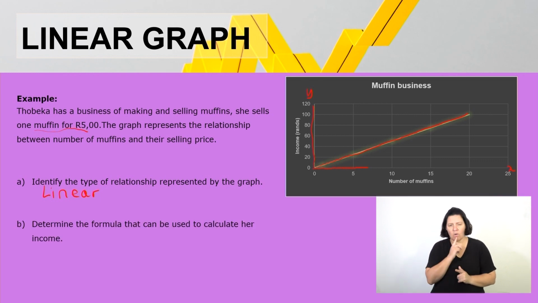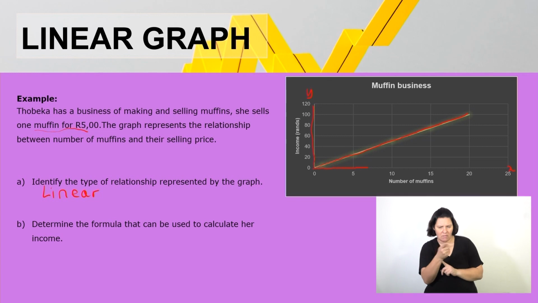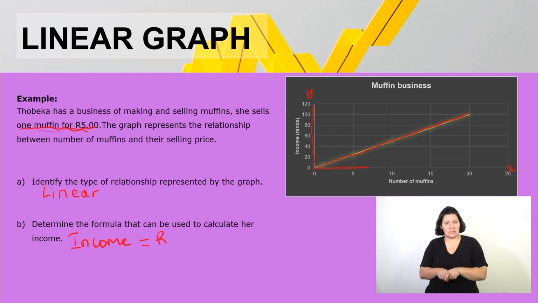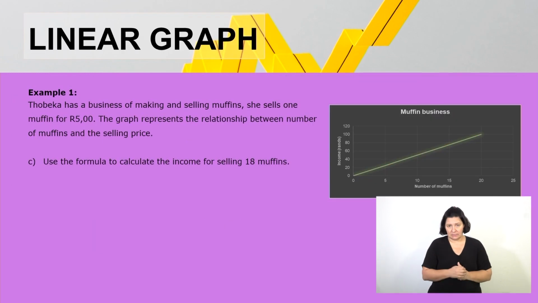Determine the formula that can be used to calculate the income. Remember from the given scenario, everyone, we were told that she is selling 1 muffin for 5 rand. So the formula will be income equals 5 rand multiplied by n. n will represent the number of muffins.